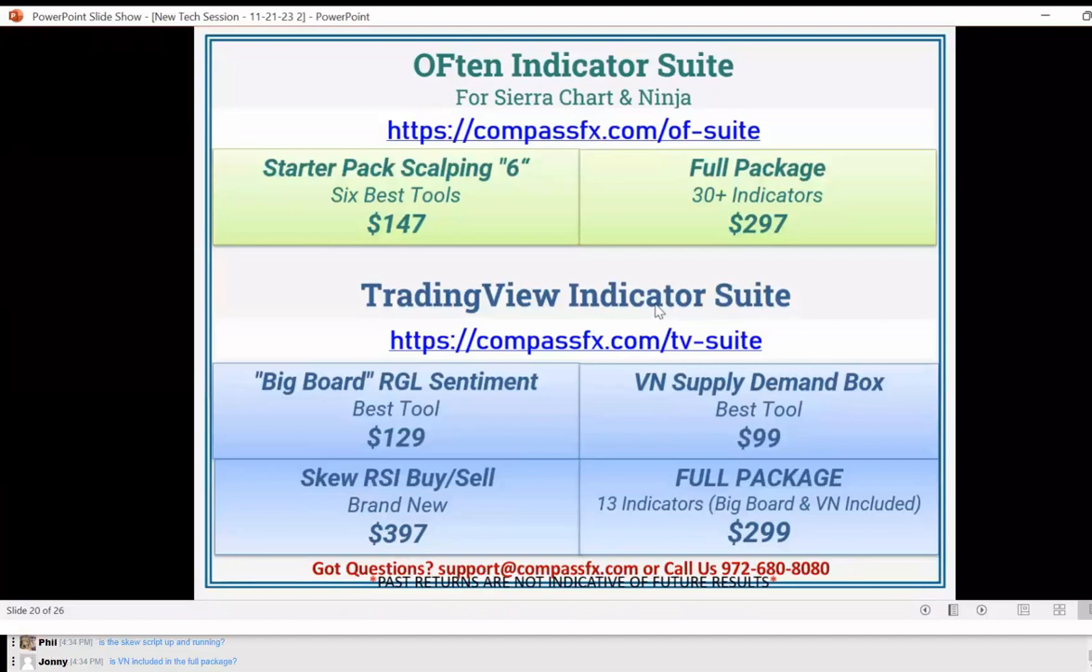Johnny, yes, the VN is included, depending on when you got your package. If you got the package this summer, then no, but if you got the package recently, then yes, the VN is included. And then you'll also have the 3 additional tools that we were talking about.